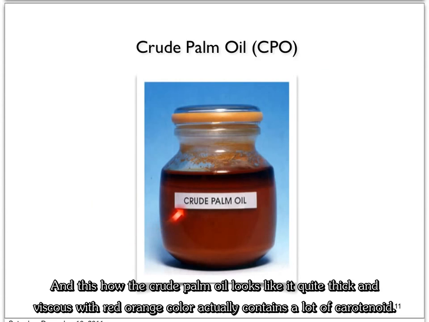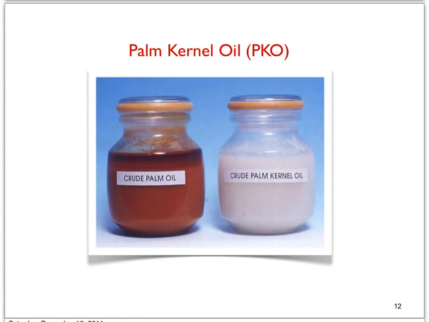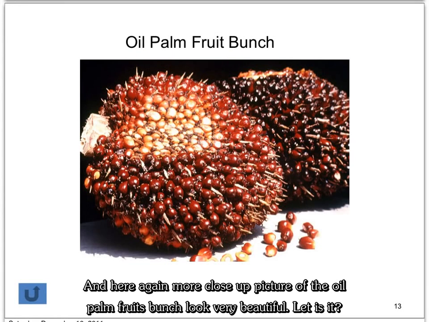And this is how the crude palm oil looks. It's quite thick and viscous, with a red or orange color. It actually contains a rich amount of carotenoids. And in this picture you can see a side-by-side comparison between the appearance of crude palm oil and crude palm kernel oil. And here again is a close-up picture of the oil palm fruit bunch. Looks very beautiful, isn't it?